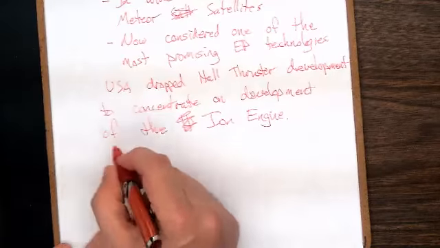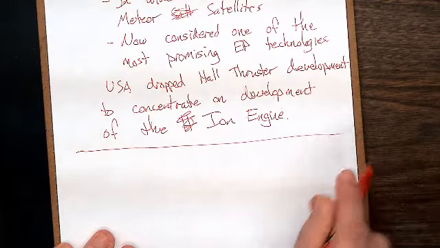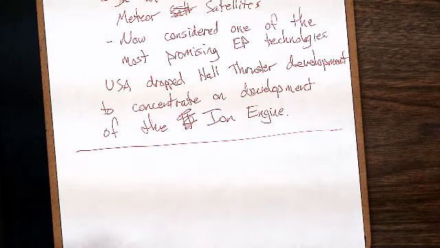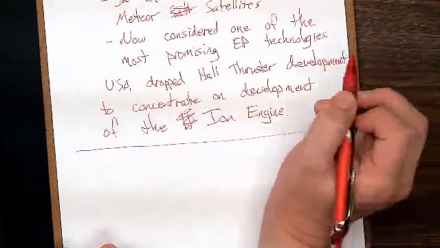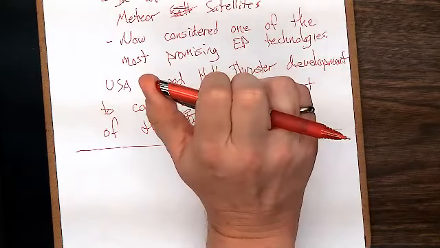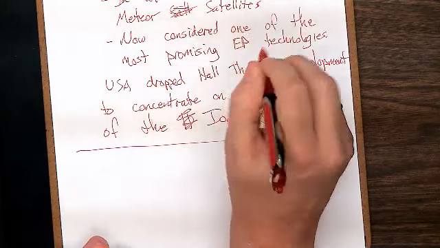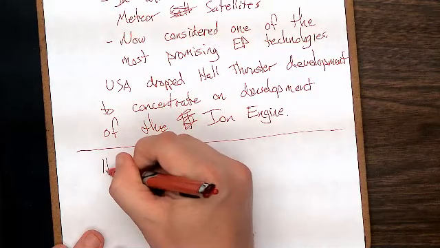Let's get to some more technical stuff. In John's book, the second section is called High Impulse Space Missions.